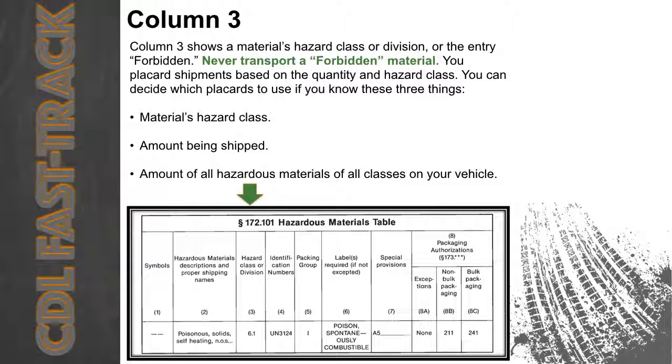Column 3. Column 3 shows a material's hazard class or division, or the entry forbidden. Never transport a forbidden material. You placard shipments based on the quantity and hazard class. You can decide which placards to use if you know these three things: the material's hazard class, the amount being shipped, and the amount of all hazardous materials of all classes on your vehicle.